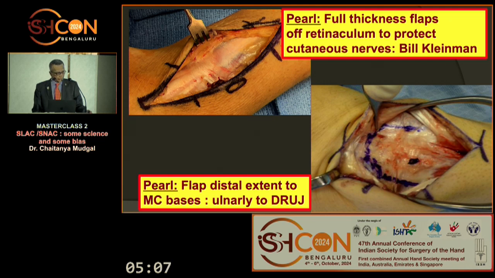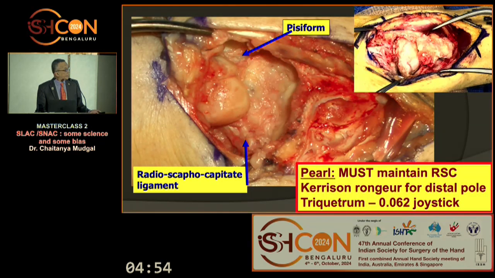The blue dot shows the radial Lister's tubercle, and that's my capsulotomy, which goes all the way to the styloid and all the way to the DRUJ. And it goes to the base of the third metacarpal. Once you elevate it, you look at the surface of the capitate, and you look at the lunate fossa. Here's the flipped over capsular flap, and then you maintain your radioscaphocapitate ligament.